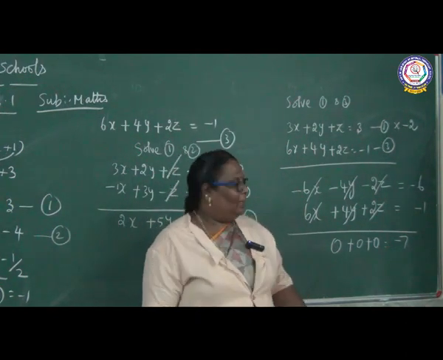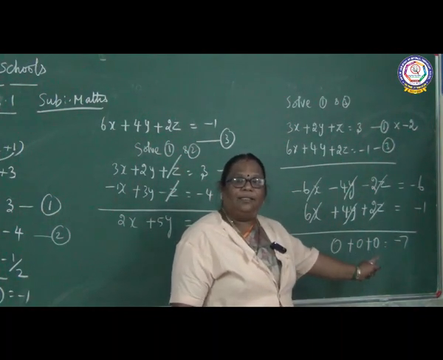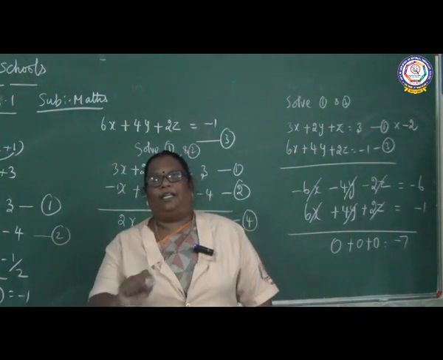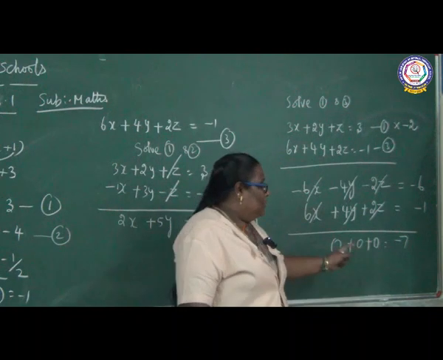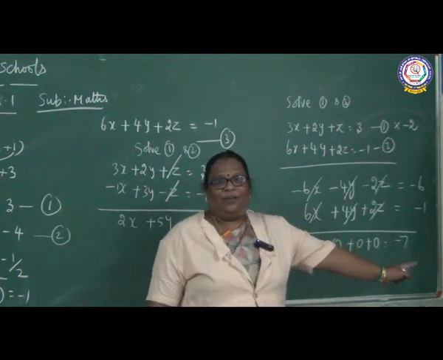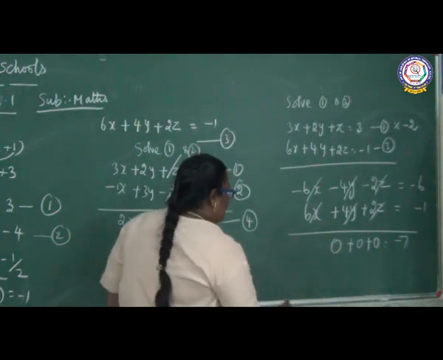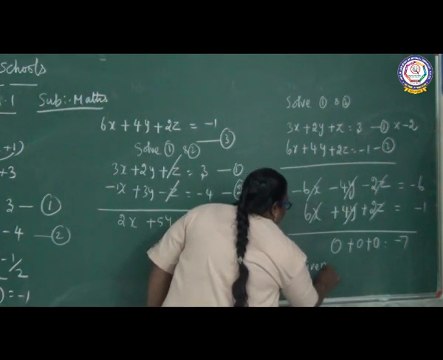But here, x cancels, y cancels and z cancels, but you are getting a constant term. So 0 equal to minus 7. This is a contradiction.